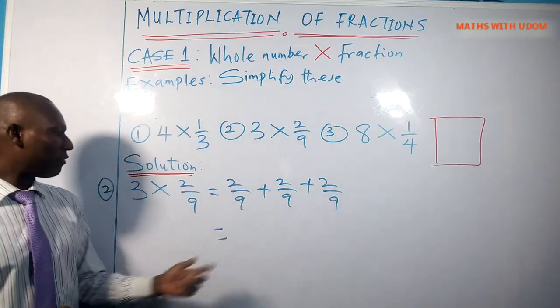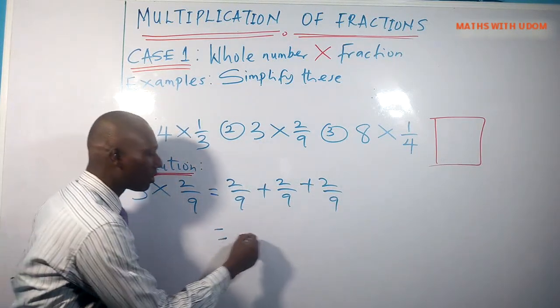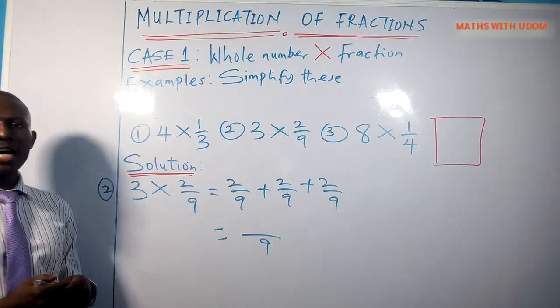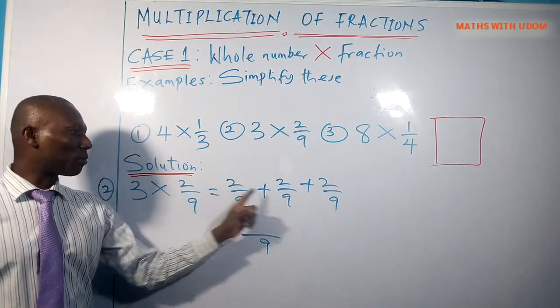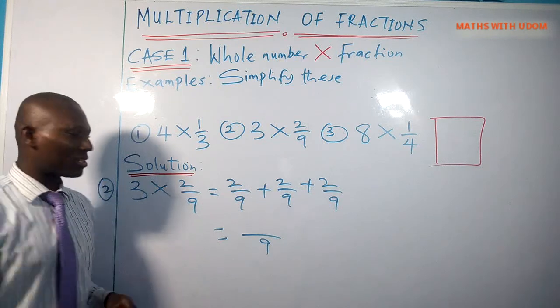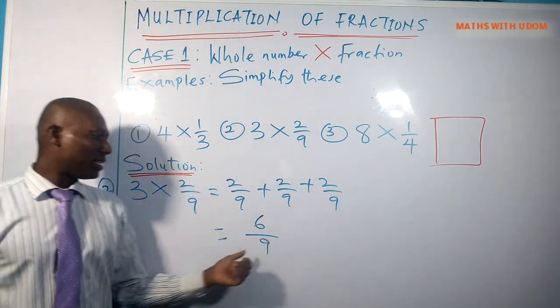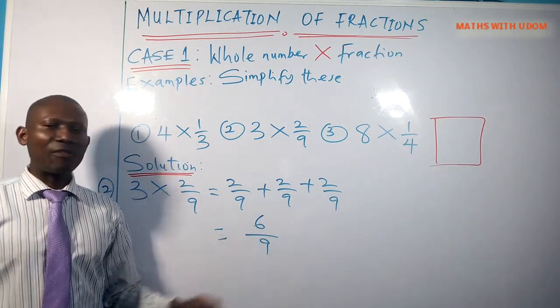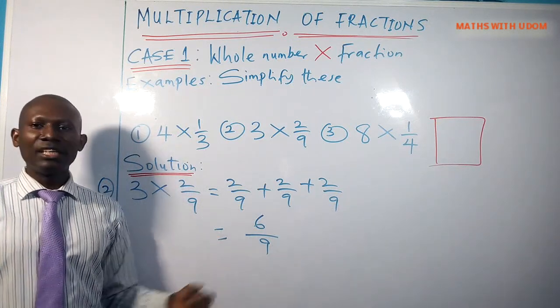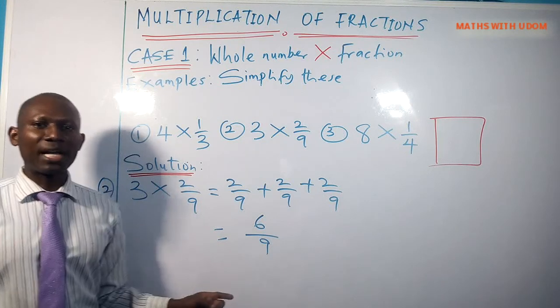And whenever you have the same denominator, you just pick one of them, 9. And then we add the numerators together. 2 plus 2 plus 2 will give us 6. So from here, what can you notice? You notice that we cannot leave this answer this way because they have common factors. So we divide the numerator and denominator by their common factors.